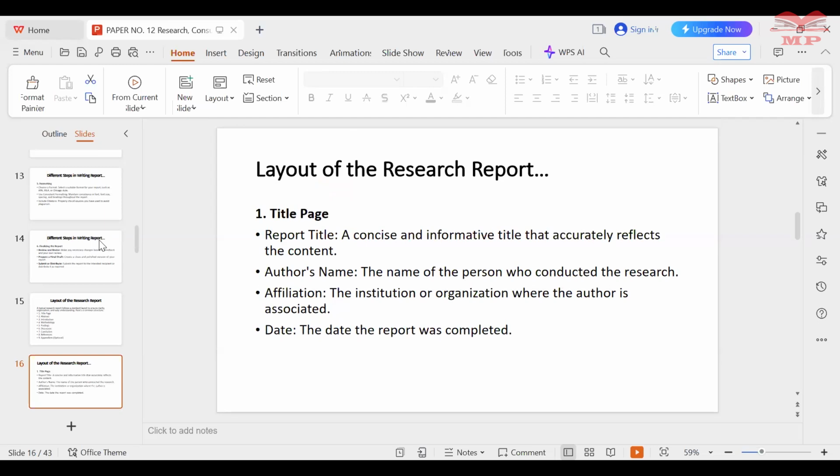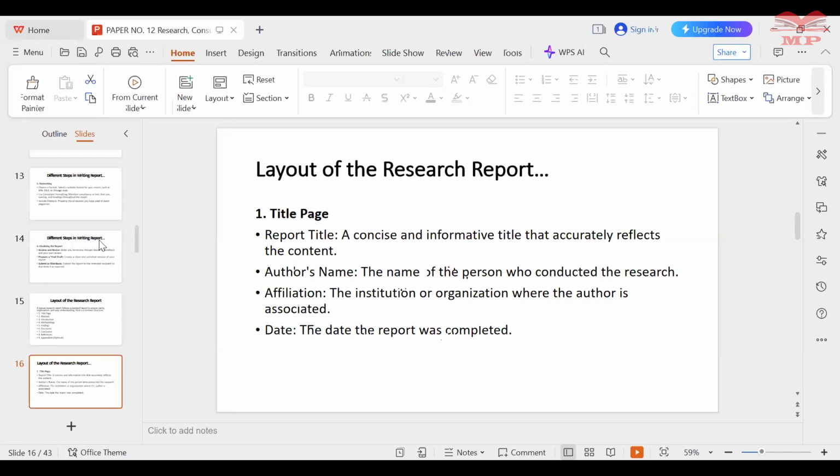The first one in the layout of the research report is the title page. Number one, title page. And this title page will include or incorporate the report title, author's name, affiliation, and then the date. And when it comes to the report title, this is a concise and informative title that accurately reflects the content.